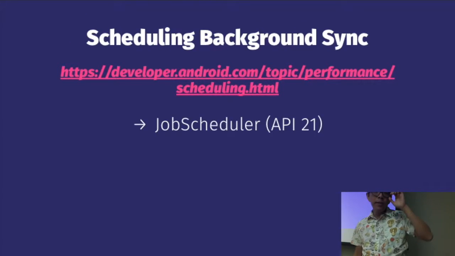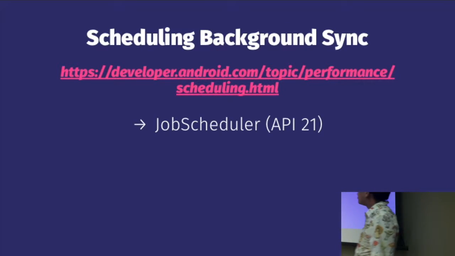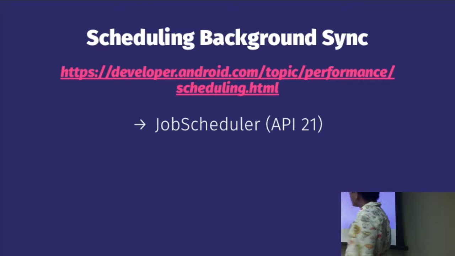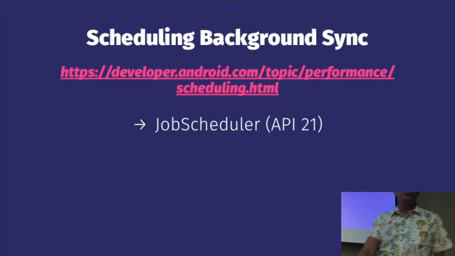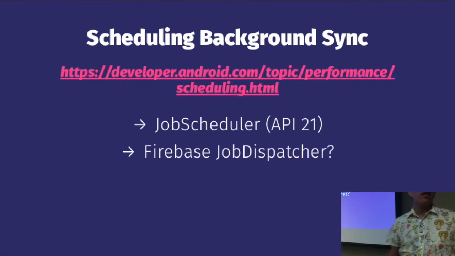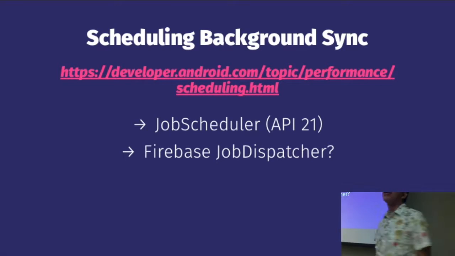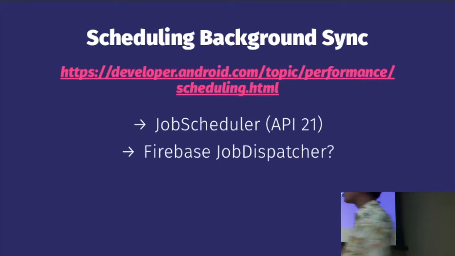Since API 21, we have something called Job Scheduler now. Job Scheduler lets you define properties of your job to say, like, it needs network, or I'm okay with it syncing a half hour from now. But that's API 21 and up. So if you need to support older devices, you'll need to use something like Job Dispatcher. This was announced at I/O this year. The source code of it has been released, and that training guide says you should consider using Job Dispatcher in new applications.